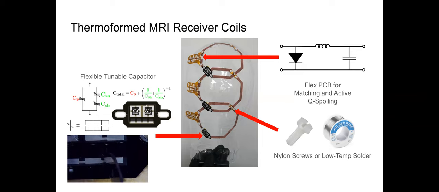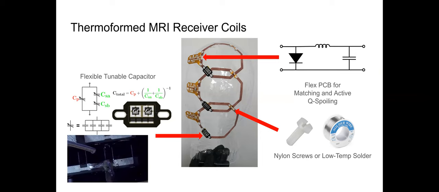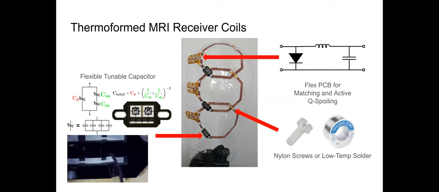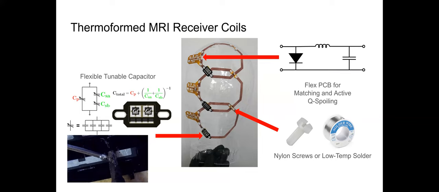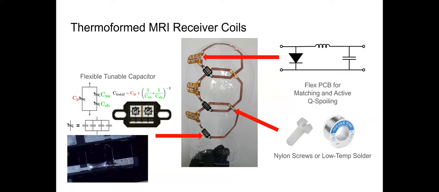You can either use nylon screws or low temperature solder to mount these electrical components to the actual surface of the coil. And now that we have explained the fabrication process of our coil, we will now explain how we generate dry EEG electrodes that we can attach to the bottom side, at least the concave side, of this head coil.